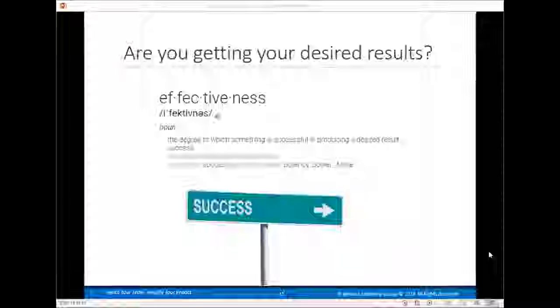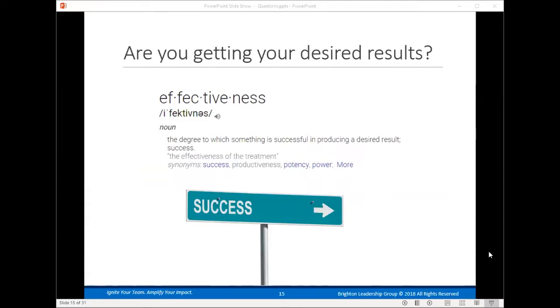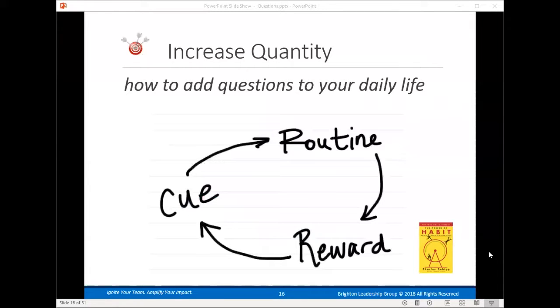Now, in order to increase your effectiveness with questions, we're going to talk about, first of all, increasing the quantity. So there's two dimensions here in the effectiveness piece, Bob. We're going to talk about quantity and then quality, and then how the three ways how questions increase your leadership effectiveness. So quantity, you had a great story about somebody kind of important who shared with us how to increase the quantity of questions in our daily lives.